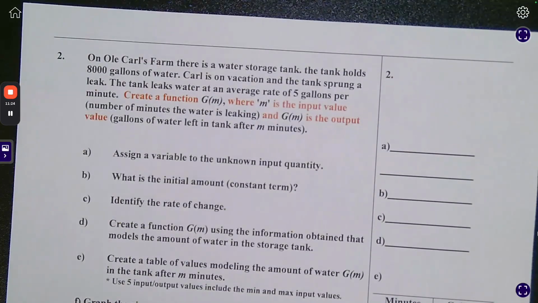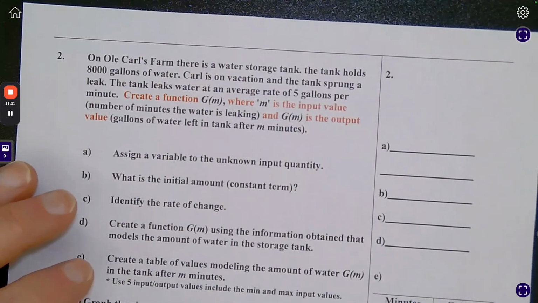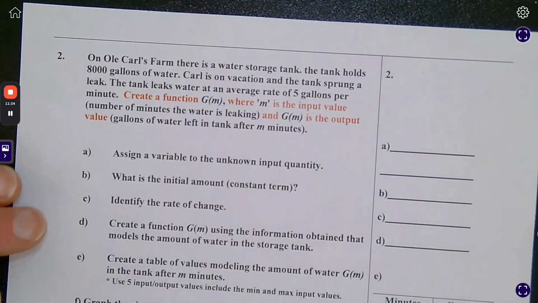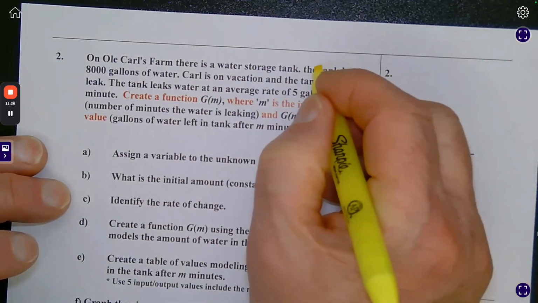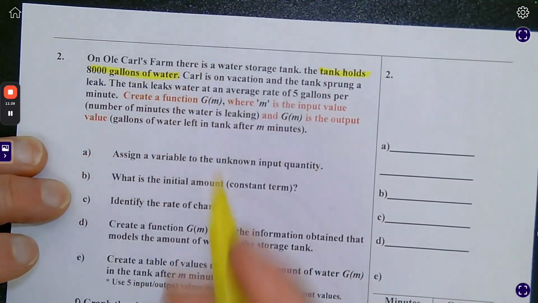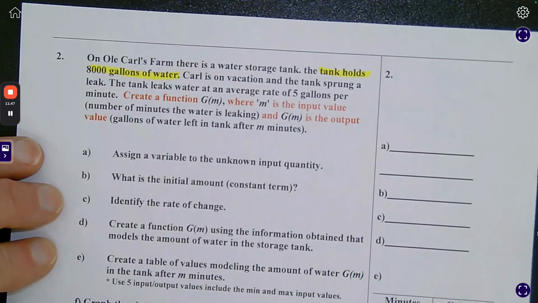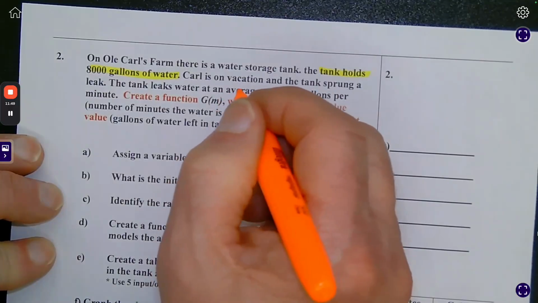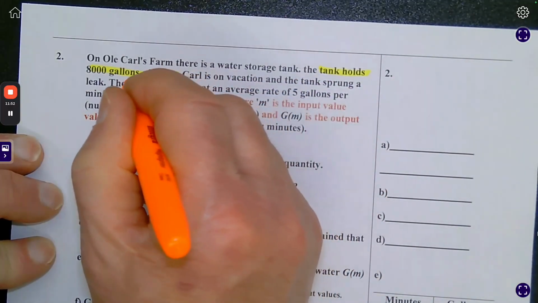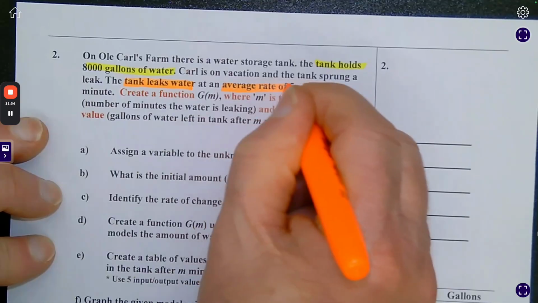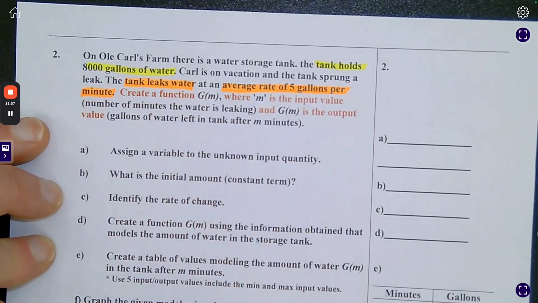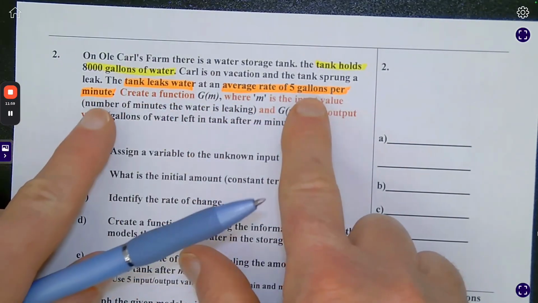Okay. On old Carl's farm, there is a water storage tank. The tank holds 8,000 gallons of water. Okay, that's important because that is the initial amount. Carl's on vacation and the tank sprung a leak. Oh no, Carl. The tank leaks water at an average rate. Ooh, that's important information. There's that word average rate. So the tank leaks water at an average rate of 5 gallons per minute.